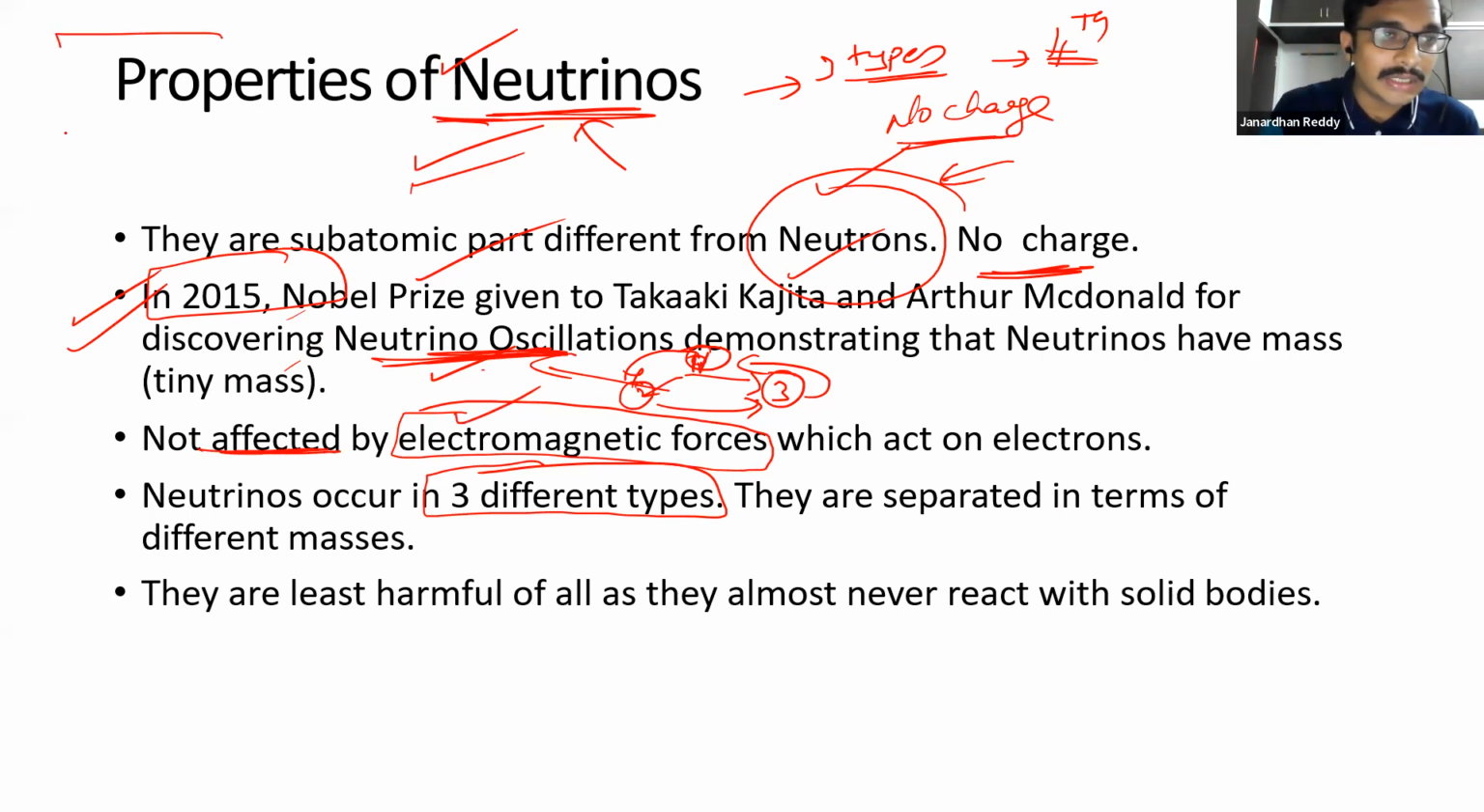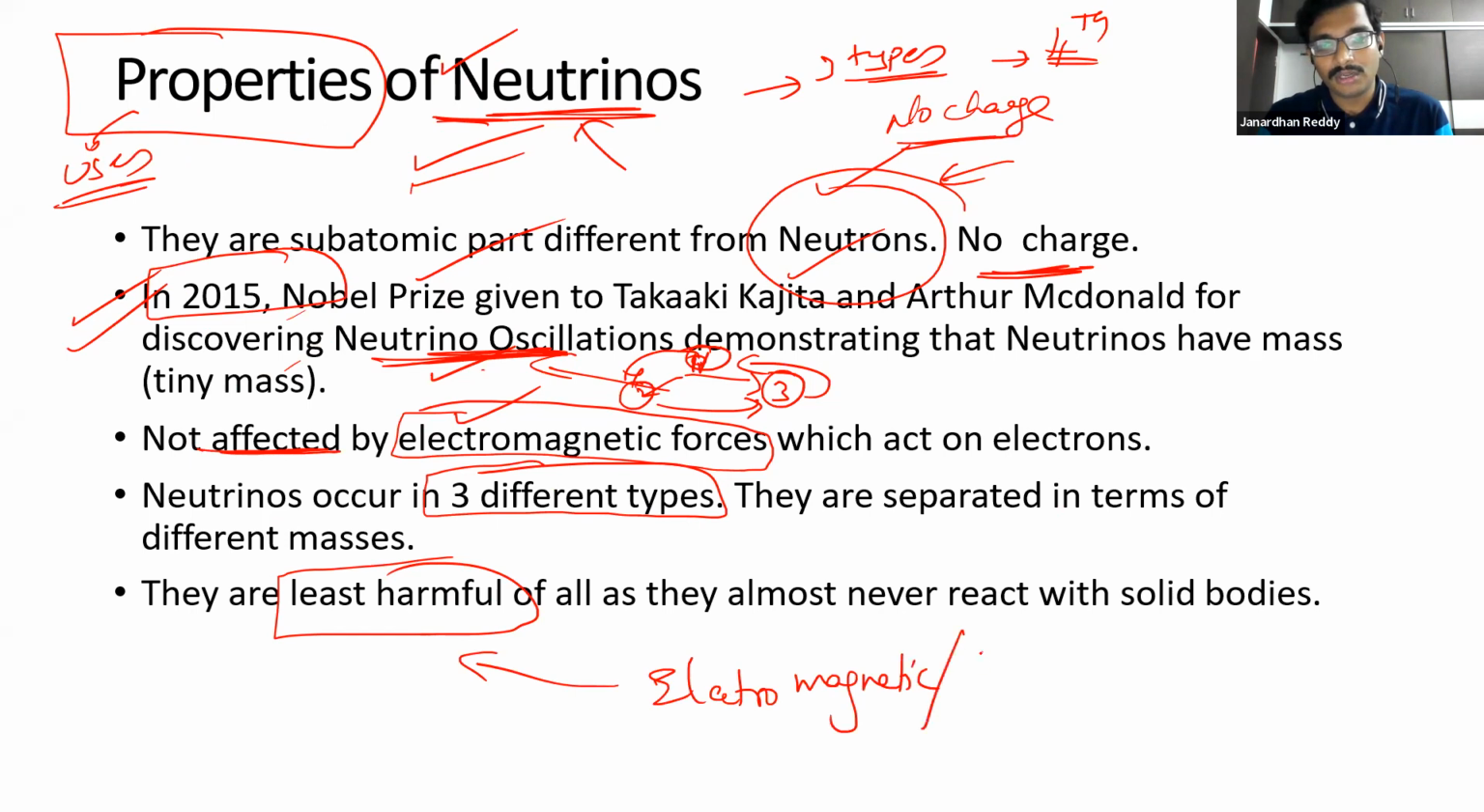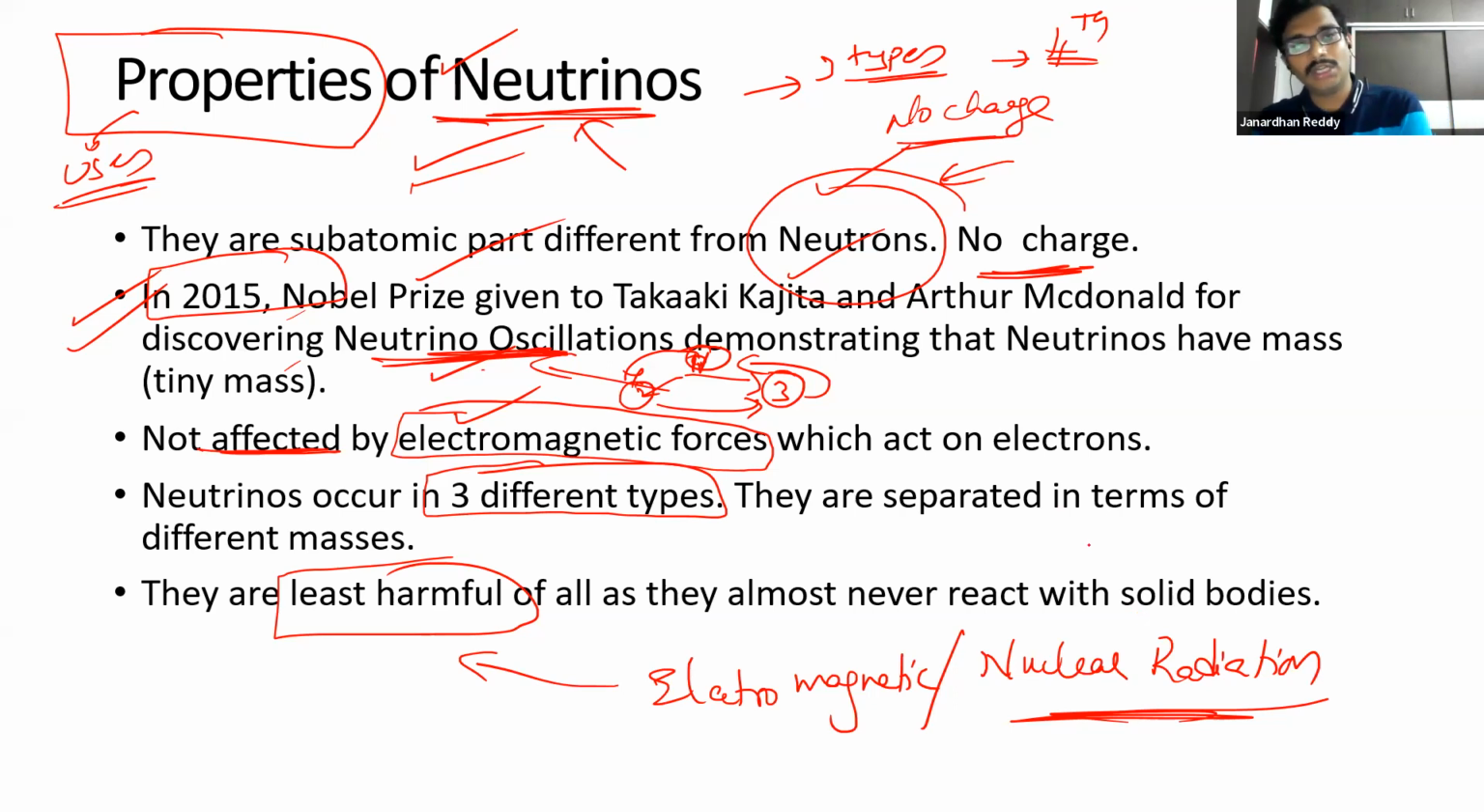These properties are important for knowing the uses of neutrinos. So they are least harmful. Don't confuse these neutrinos with electromagnetic radiation or nuclear radiation. They are not harmful. As we are speaking now, many neutrinos are passing through us right now. They are neutral, they are not harmful. They are not radioactive, and they will not react either. So these are the important properties of neutrinos.